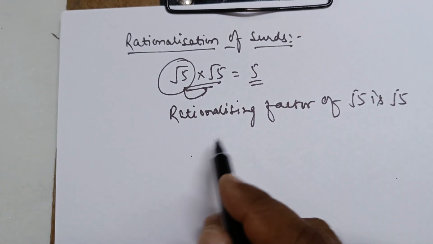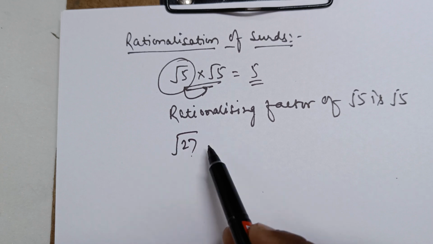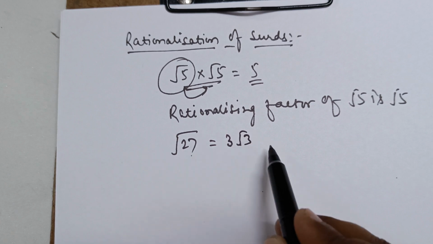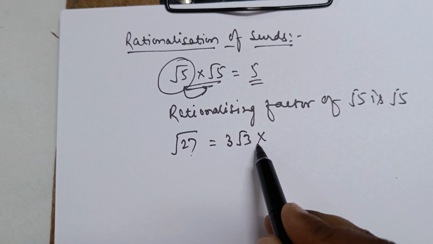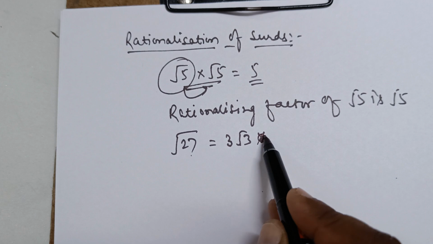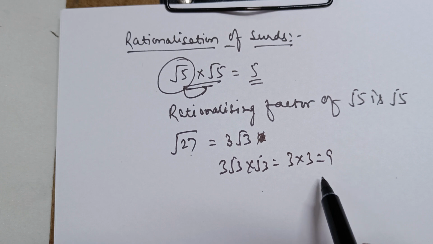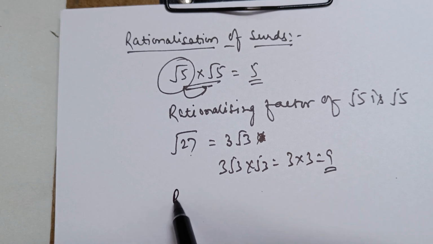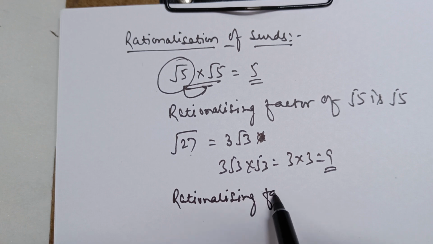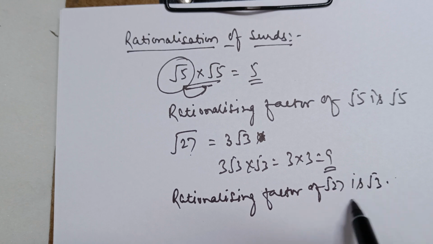Suppose we have square root 27. It doesn't mean that we need to multiply it by square root 27. First of all, we need to simplify it. Square root 27 can be written as 3 root 3. Now we see that it can be multiplied by root 3 only to make it a rational number. If we multiply 3 root 3 by root 3, we are getting 3 into 3, that is 9, which is a rational number. So the rationalizing factor of square root 27 is square root 3.